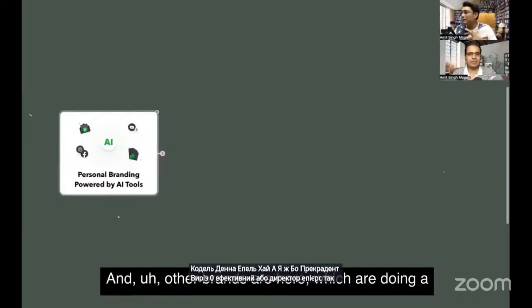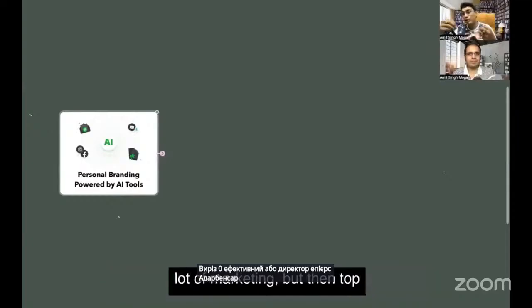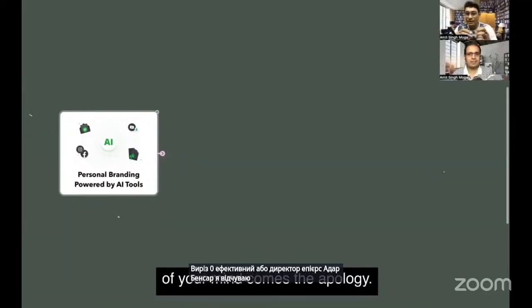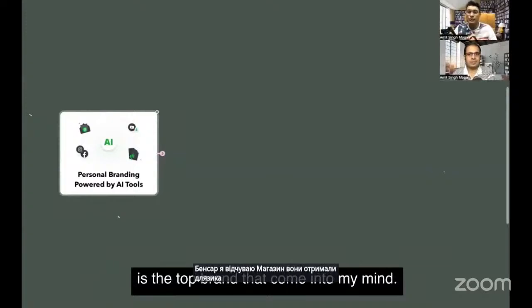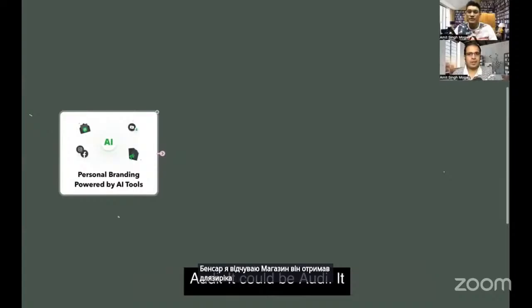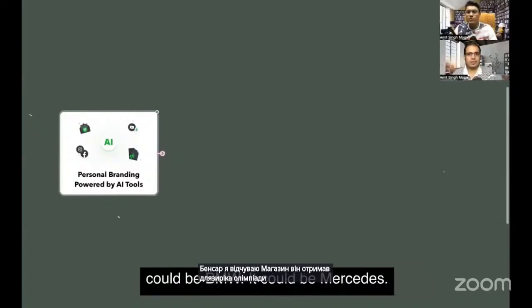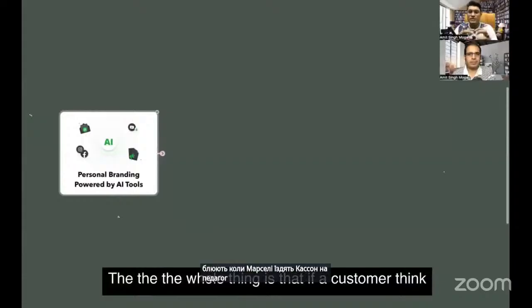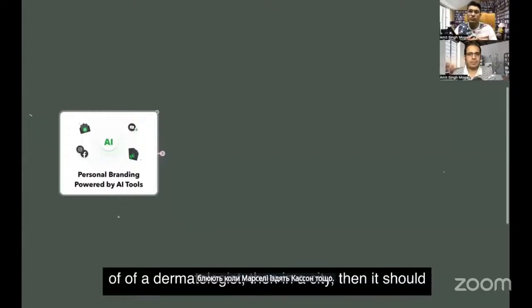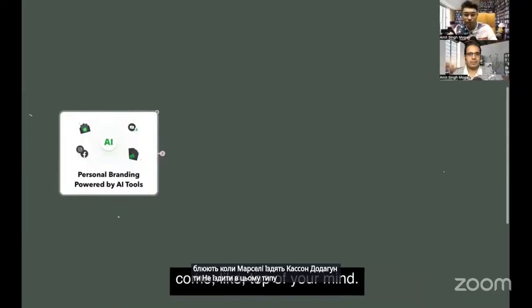Other brands are doing a lot of marketing, but at the top of your mind comes Parle G. If I say car, if you want a luxury car, which is the top brand that comes into my mind? Audi. It could be Audi, BMW, or Mercedes. These are the two, three that come to mind, but there are a lot of other luxury cars also. So the whole thing is that if a customer thinks of a dermatologist in a city, it should come to the top of their mind.